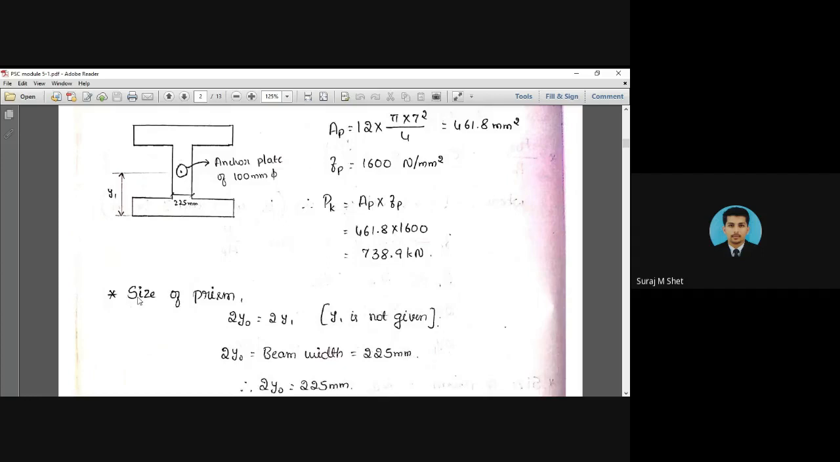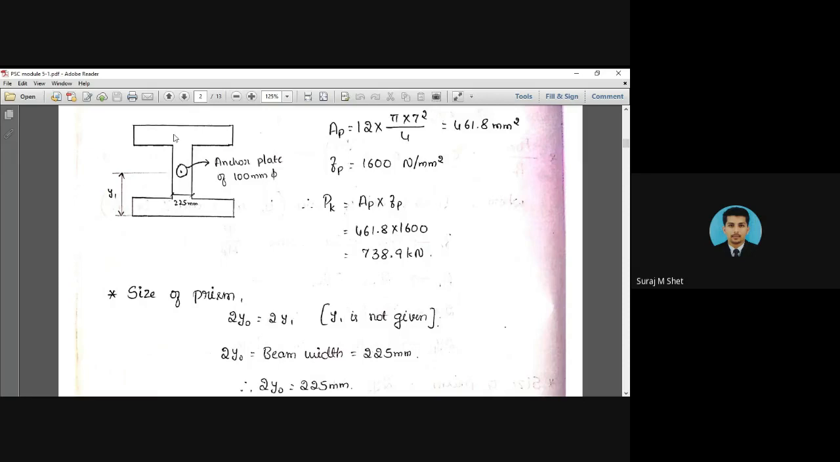First you have to write the size of the prism. Size of the prism can be calculated by two criteria. First one is 2 into y0 is equal to beam width. In this I section, the beam width is the web, that is the web thickness, web width. So the web width is 225. Second one, 2 into y0 is equal to 2 times y1, because in the question they already mentioned the 100 mm dia plate at the center. So from the center, the below portion is called y1. So 2 times y1.